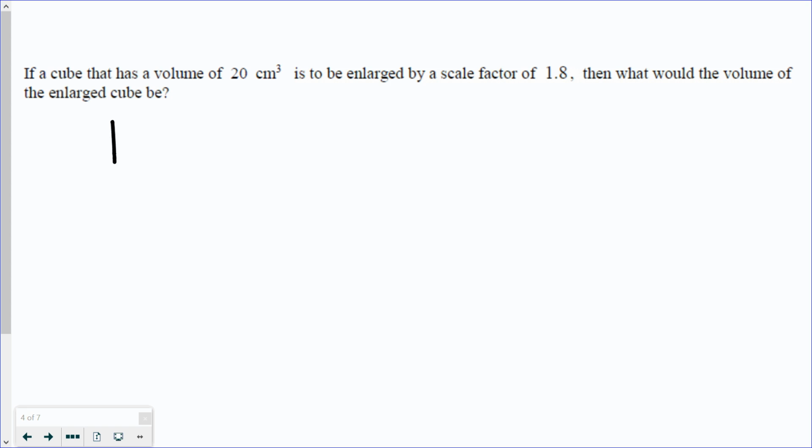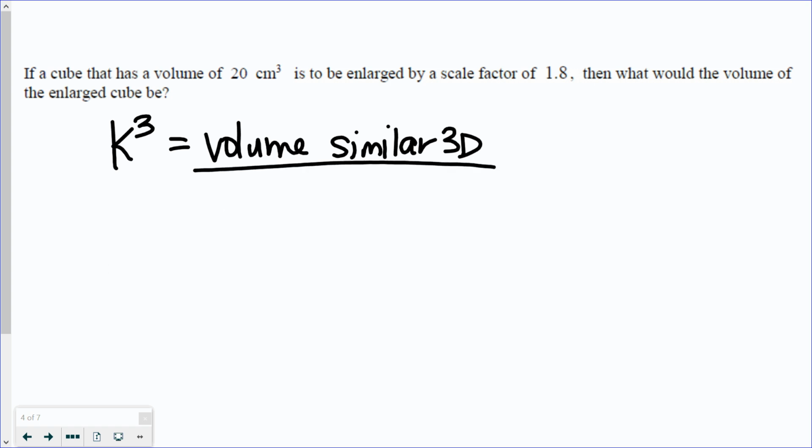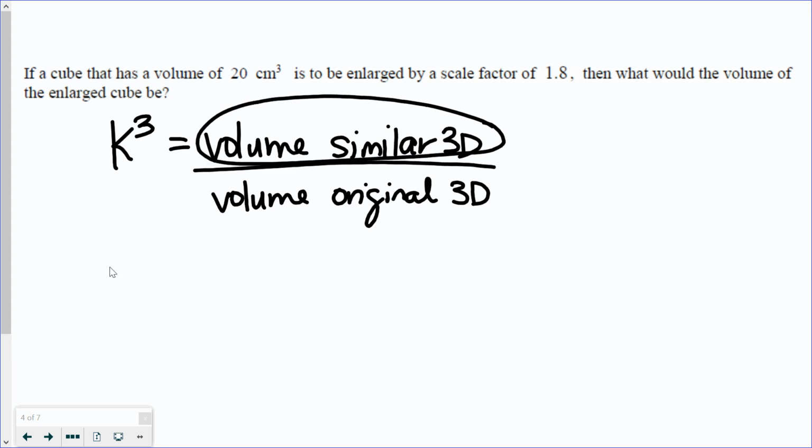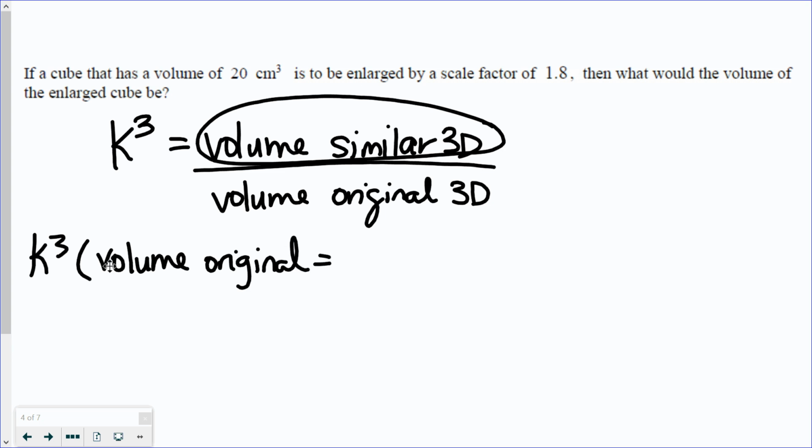So looking at that formula we had just above, the volume of the similar 3D shape divided by the volume of the original 3D shape. What it's asking us for is this portion of the formula, so I need to rearrange to solve for that. In order to isolate the volume of the similar 3D shape, I need to multiply both sides by the volume of the original 3D shape. So now I would have K cubed multiplied by the volume of the original is equal to the volume of the similar.